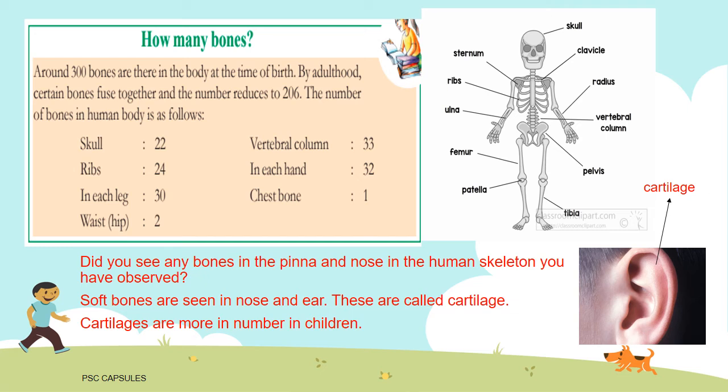Have you observed the bones in the pinna and nose? You can see soft bones in the nose and ear. These soft bones are called cartilages. Cartilages are more in number in children.